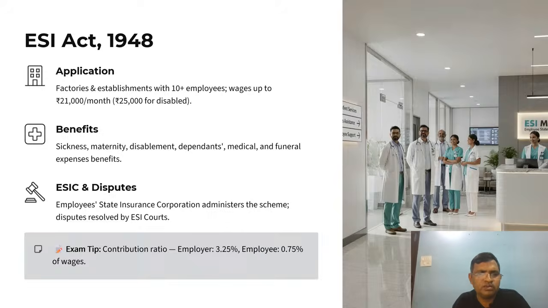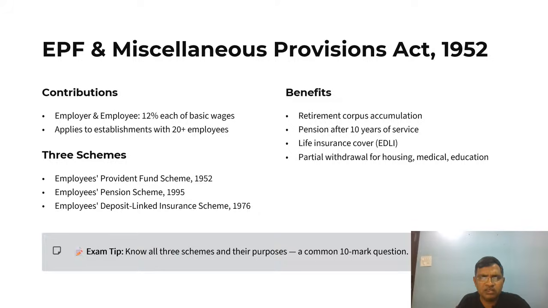Then ESIC disputes. The Employees State Insurance Corporation administers the schemes, and disputes are resolved by ESI courts. So from an examination point of view, the contribution ratio: employer contribution is 3.25%, whereas employee contribution is 0.75% of wages. This is the ESI ratio. Okay, remember employer's contribution 3.25, whereas employee's 0.75% of wages.